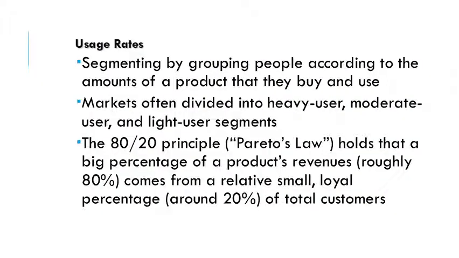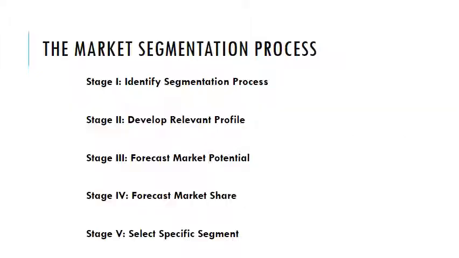Then there is segmentation based on usage rate, segmenting by grouping people according to the amount of a product that they buy and use. Mobile telecom service providers segment their consumers based on usage rate, that is, how many calls they make, how many international calls they make, and so on. Markets are often divided into heavy user, moderate user, and light user segments. But generally, we say that the Pareto principle works. The 80-20 principle holds that a big percentage of a product's revenue, roughly 80%, comes from a relatively small loyal percentage, around 20% of the total.